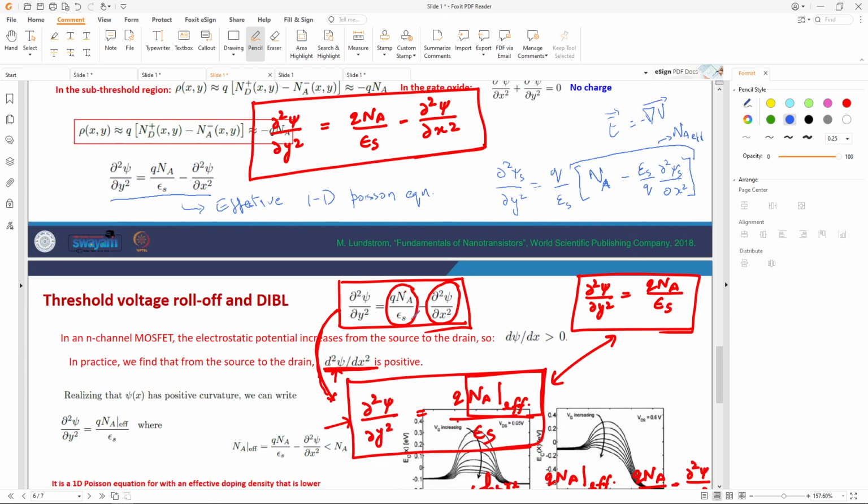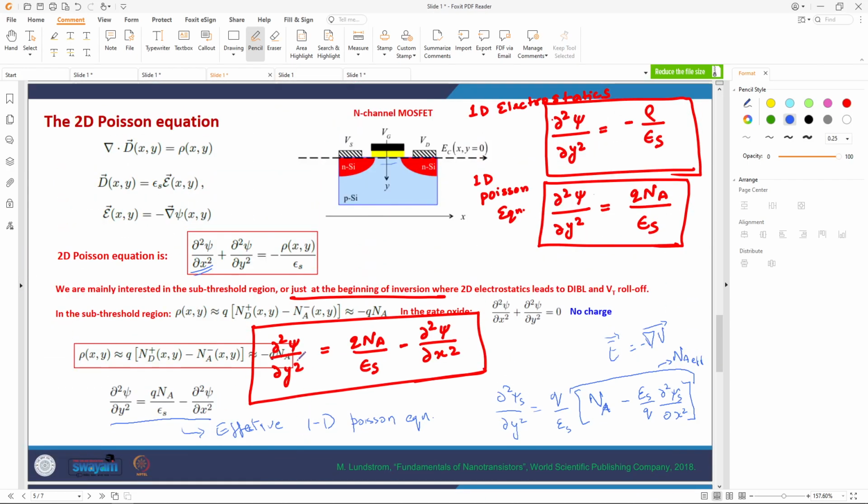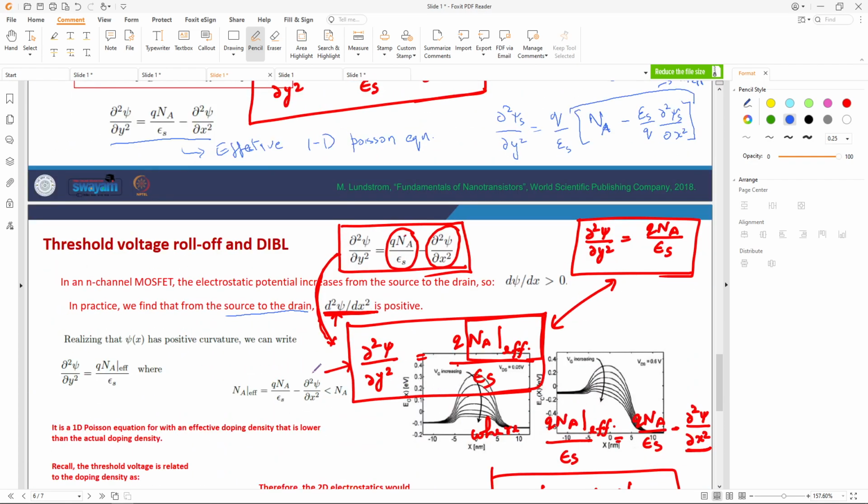Like from source to drain, this is important. From source to drain, d square psi by dx square is positive. And because of that, as we are moving closer and closer to the drain, the effective charge available keeps coming down, keeps reducing. And that is why the potential profile also keeps going down. Is that clear? So that is how we explain DIBL using electrostatics.